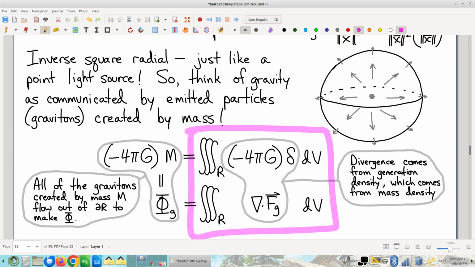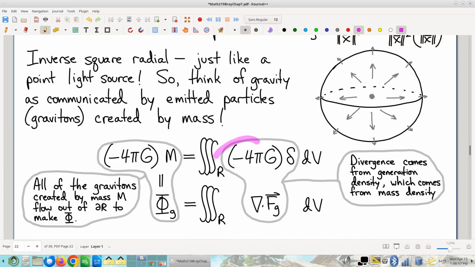How could that possibly be? They have different integrands. If the integrands are different, surely where they are different, you would think these integrals would be different. So if the integrals are always equal, that means that the integrands must always be equal. And that gives us this very powerful conclusion right here, that the divergence of the gravitational field is always proportional to mass density.